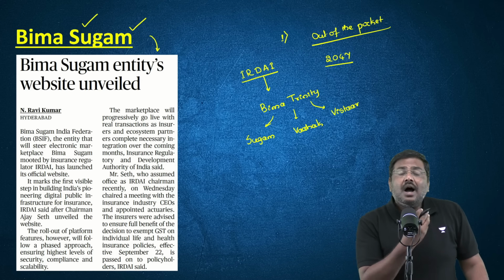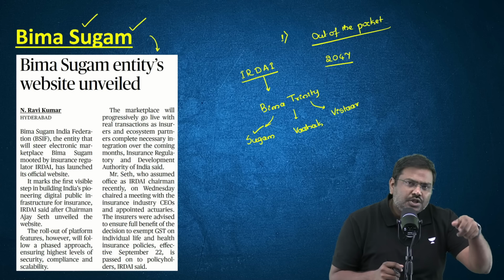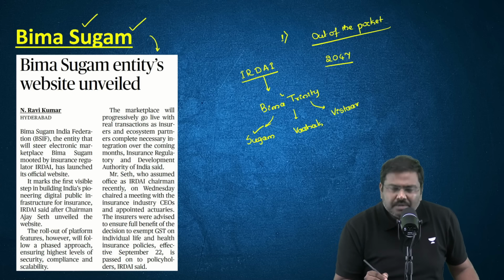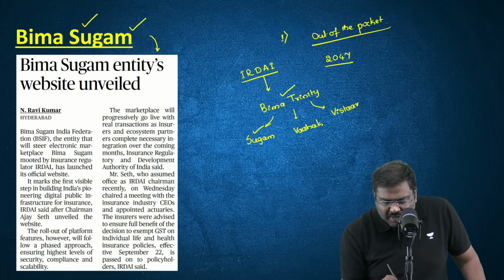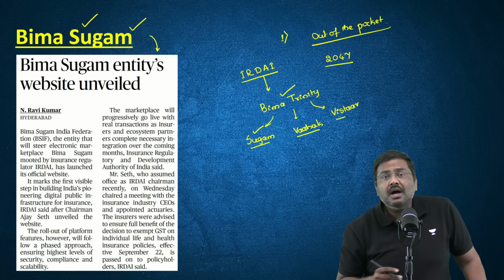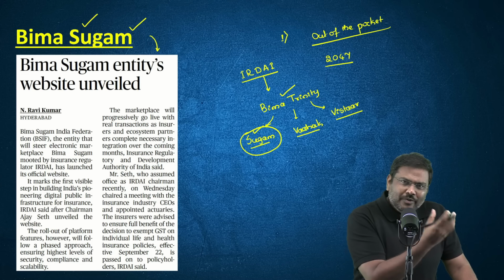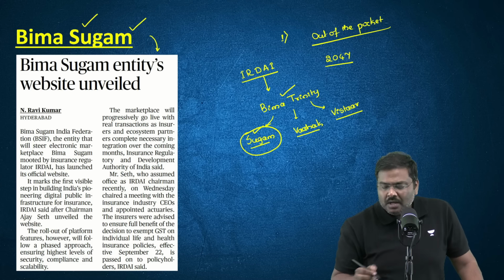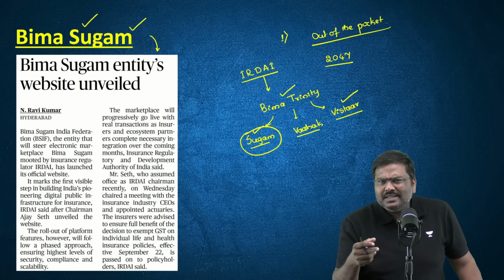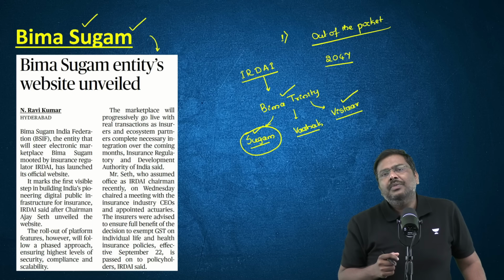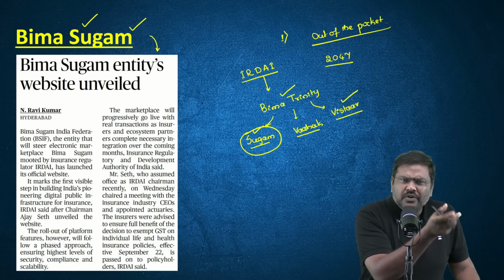Like I said, the IRDAI in its vision 2047 to ensure that there is insurance coverage for all has proposed Bima Trinity. And Bima Trinity basically consists of three components: Bima Sugam, Bima Vahak, and Bima Vistar. Let me start with the last one so that the discussion can culminate with the latest announcement of Bima Sugam. Bima Vistar essentially is one insurance product that the IRDAI is proposing. Rather than purchasing multiple insurance products, how about one product being offered to you?